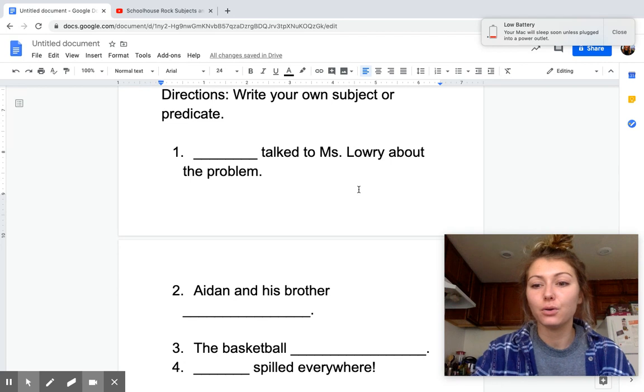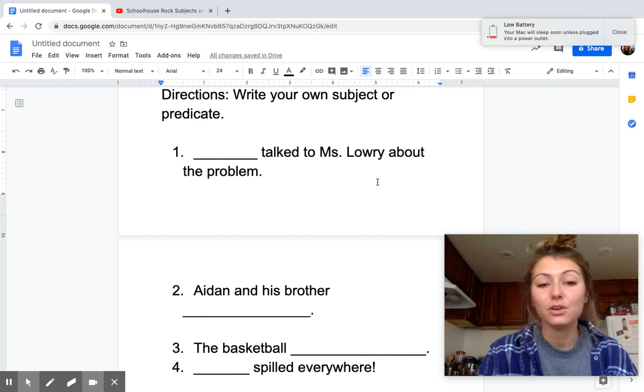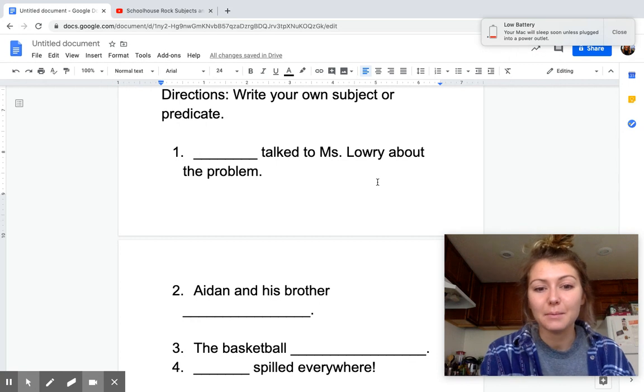Ms. Metz is going to go get her charger because my battery is about to die. And while I go get my charger to plug in my computer, you're going to work on these 4 sentences here. When I come back, I'm going to let you know what your writing prompt is for today.